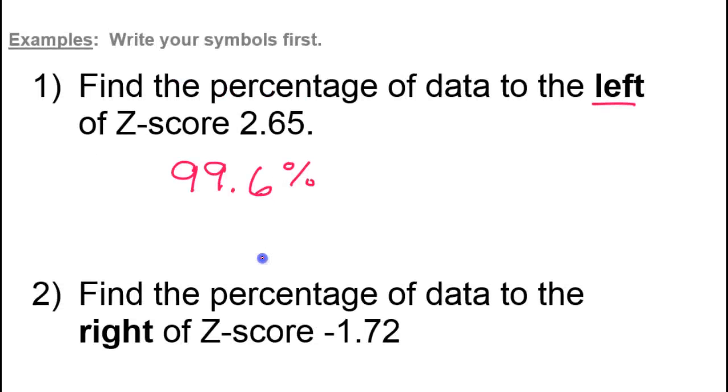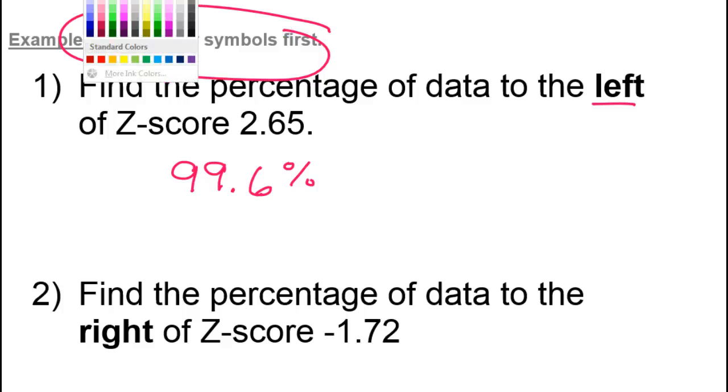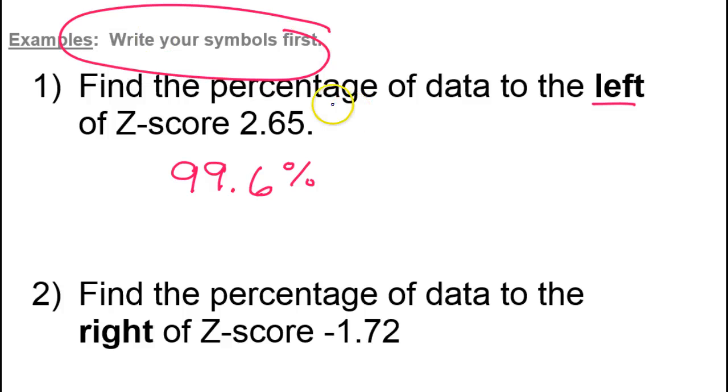Now, on the last problem, see how it says write your symbols first? I forgot to write my symbols for the last problem. Let's go back and put it in. On the last problem, the percentage of data to the left of this z-score, the symbols for that would be this: the percentage of values less than 2.65 equals. Those are the symbols that I'm talking about, the notation.